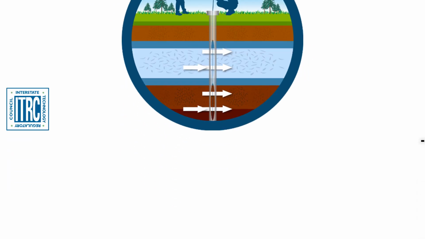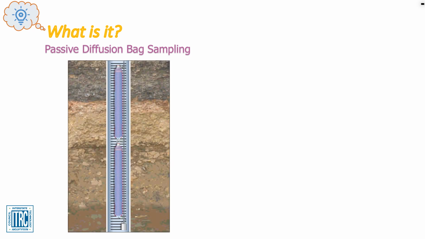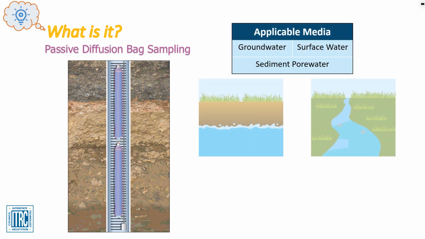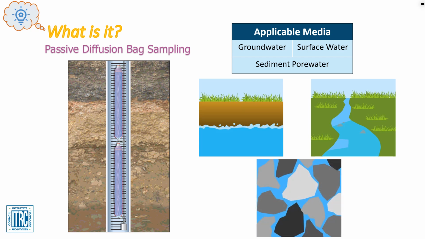The Passive Diffusion Bag Sampler is an equilibration-type passive sampler. PDBs operate using the principles of molecular diffusion from an aqueous medium, across the semi-permeable polyethylene membrane, into the sampler that is filled with deionized water. This sampler may be applicable for use in multiple types of media including groundwater, surface water, and sediment pore water.